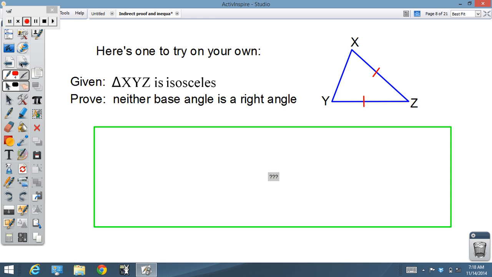And here is one to try on your own. You can pause it, give it a try, and then I'll reveal the answer. All right, here we go.